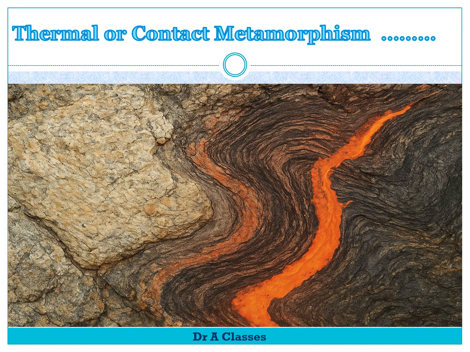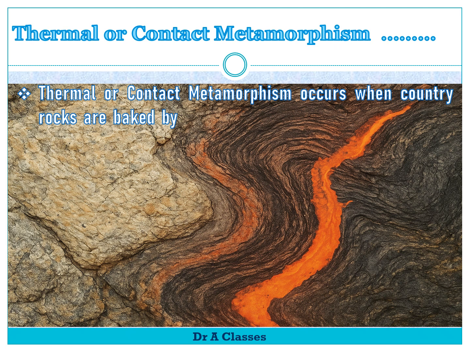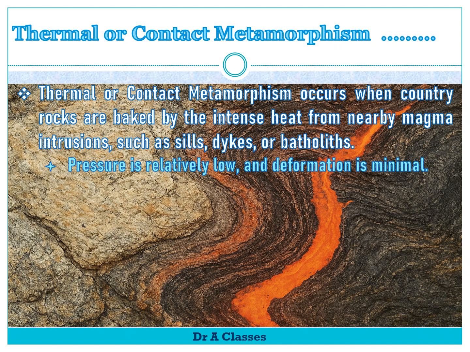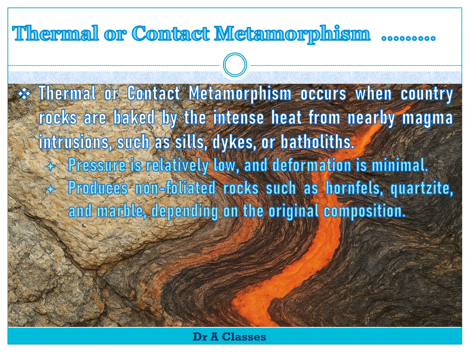Thermal or contact metamorphism. The rock shown in the image represents thermal or contact metamorphism, where country rock has been altered by intense heat from nearby molten magma. Thermal or contact metamorphism occurs when country rocks are baked by the intense heat from nearby magma intrusions such as sills, dikes, or batholiths. This baking effect causes changes in the mineral structure of the surrounding rocks without significant pressure or deformation. Since the pressure is relatively low and there is little to no tectonic stress, the resulting rocks do not develop foliation. Instead, it produces non-foliated rocks like hornfels, cordierite, and marble.